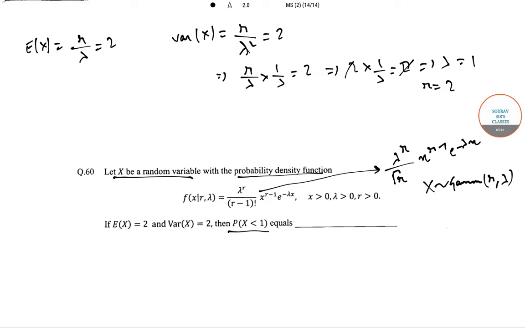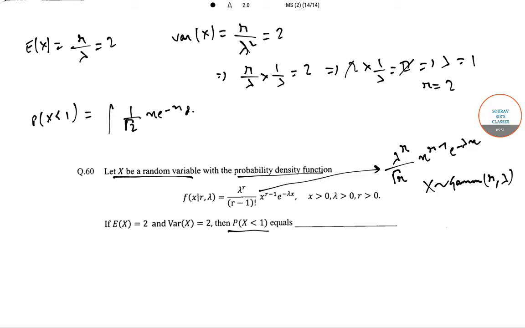Now, probability that X less than 1 is equal to 1 by gamma 2 x e to the power minus x dx, where x varies from 0 to 1. Now gamma 2 is equal to 1. Therefore, this becomes x e to the power minus x dx from 0 to 1.